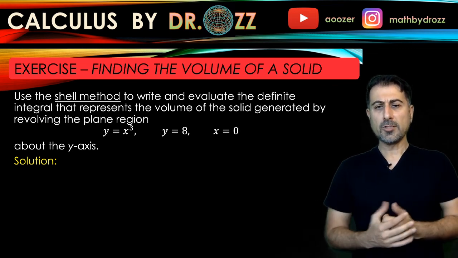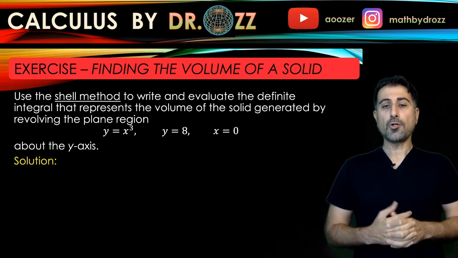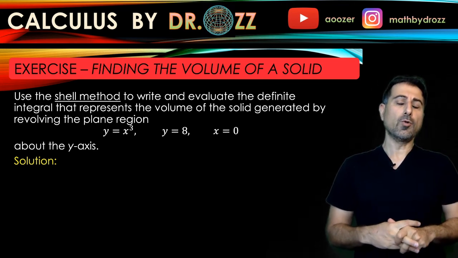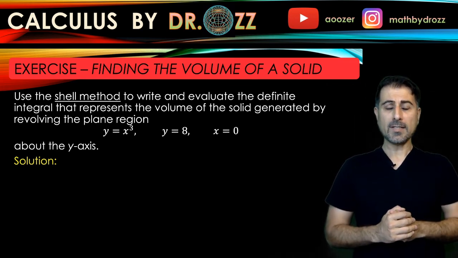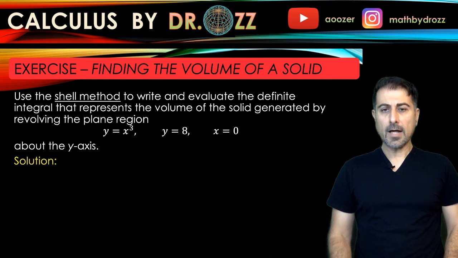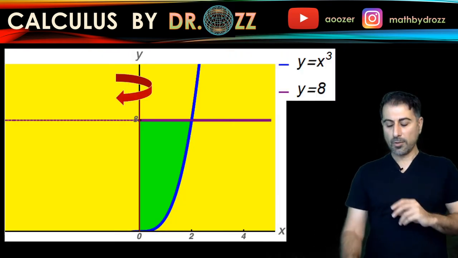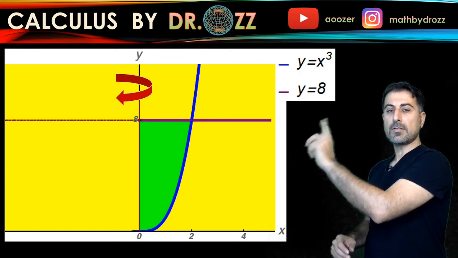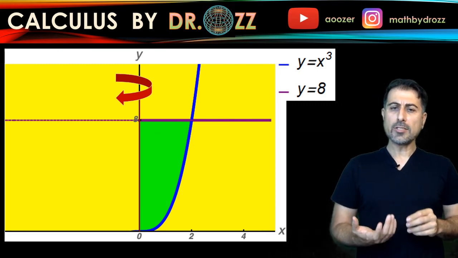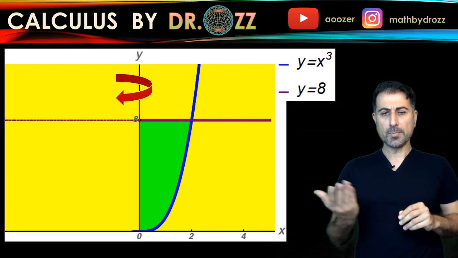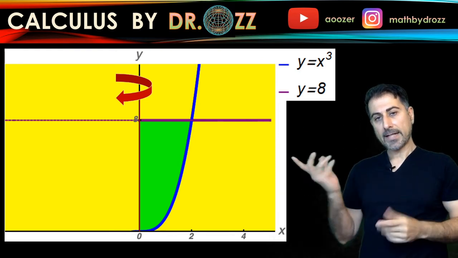So what is this region made of? Let's see, we have y equals x cubed, that's a curve. y equals 8, that's a horizontal line. And x equals 0 is the y-axis, the other name of the y-axis. So let's see what the region looks like quickly. This is the green region, and we're going to revolve this region about the y-axis. As you see, on the right, the region is bounded by y equals x cubed, which is the blue curve, the purple line, y equals 8, and the y-axis.